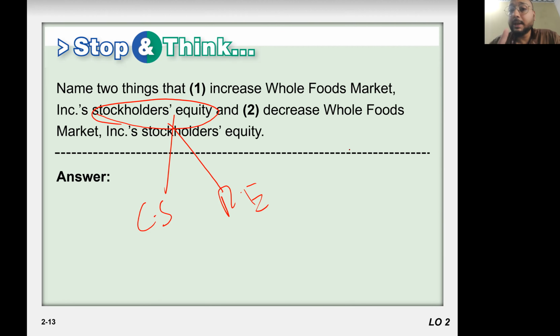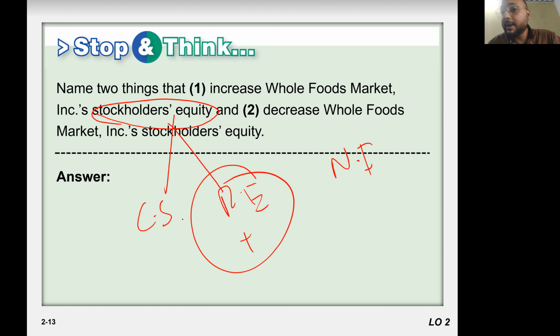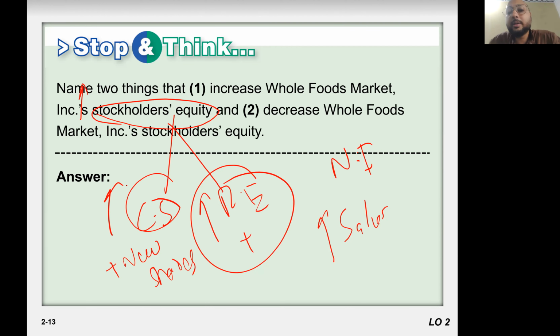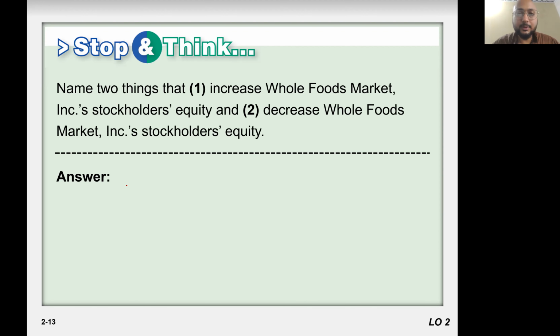Two things increase it. Number one, net income, because net income increases retained earning, and when retained earning increases, stockholder equity increases. The other is sales, which also increase stockholder equity, or when we issue new shares, stock increases, stockholder equity increases, right? So these are the two things, or I mentioned three things here. So let's just talk about this.